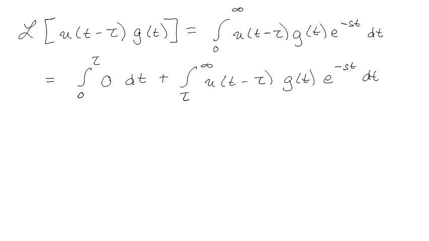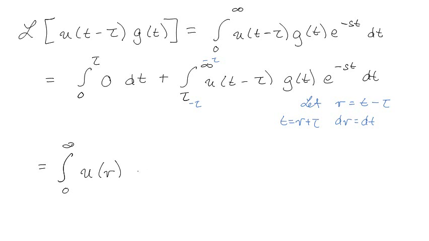Just like that. All right, then we're going to do that thing again, where I'm going to let v equal t minus tau. So dv equals dt, and t is equal to v plus tau. Beautiful. Okay, so I'm going to subtract tau off of the limits, and that still goes from 0 to infinity. t minus tau is v, so u at v. That looks a little funny, but that's okay, because we're not afraid. t is equal to v plus tau, and it's e to the minus s(v plus tau), dv.